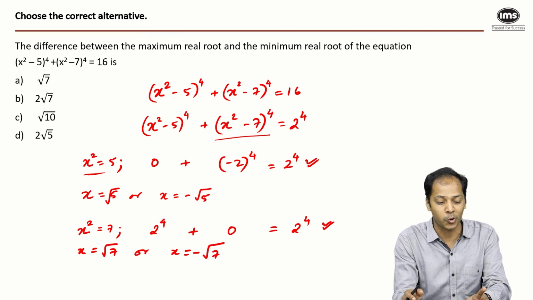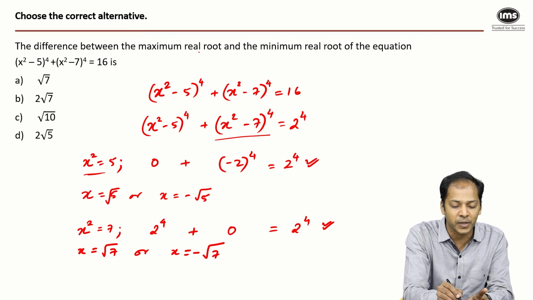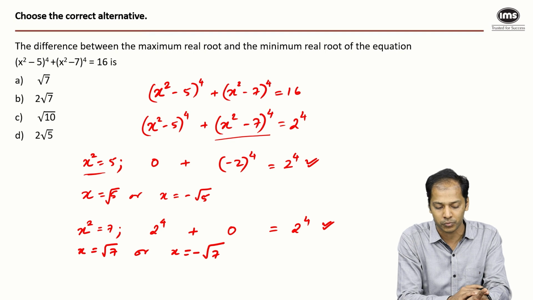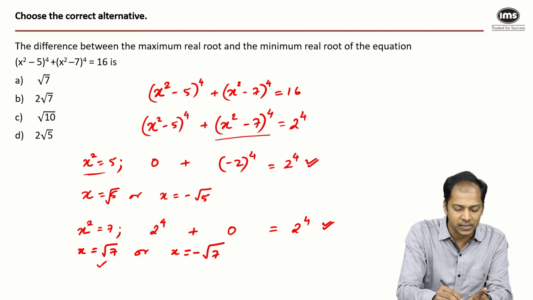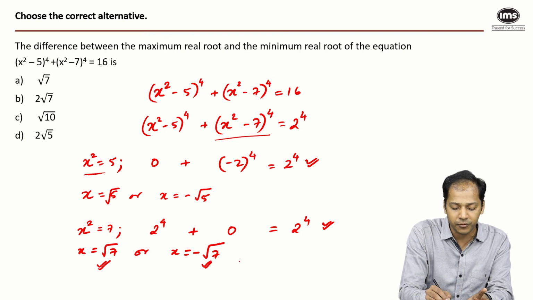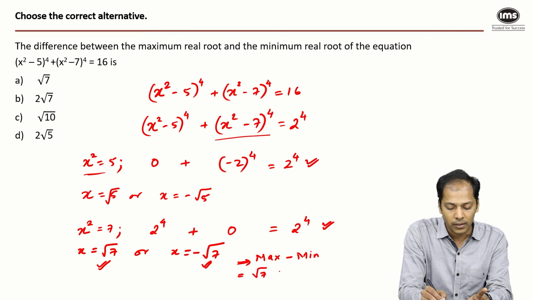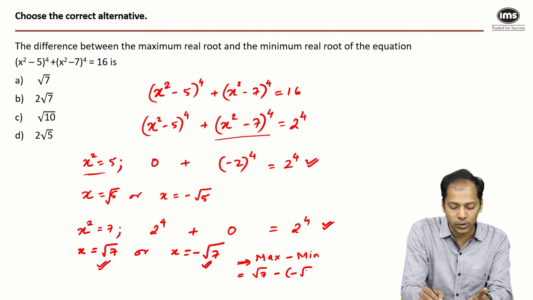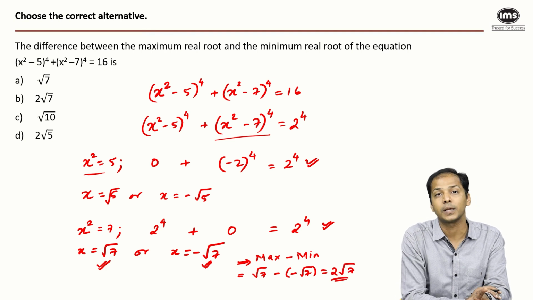So for that, I'll just go and have a look at the options. First of all, we were asked to find the difference between the maximum and the minimum real root. So based on these roots that I found out, the maximum one is under root 7 and the minimum one is minus under root 7. Therefore, the difference between the maximum value and the minimum value that we are getting will be root 7 minus minus root 7, that is nothing but 2 times under root 7, right?